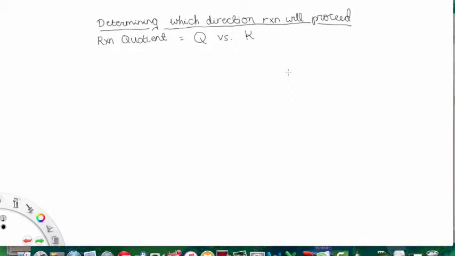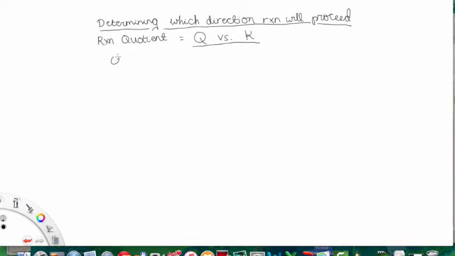So previously we talked about how looking at the equilibrium constant K, we can tell which way the reaction is going to be favored, whether it's going to favor the reactants or the products. But how will we determine which direction the reaction will proceed if the system hasn't reached equilibrium yet? In that case, we have to use the reaction quotient, which is denoted as Q. This can be used at any time during the reaction, and then we can compare it to the equilibrium constant, which denotes a point in time where a system has already reached equilibrium.